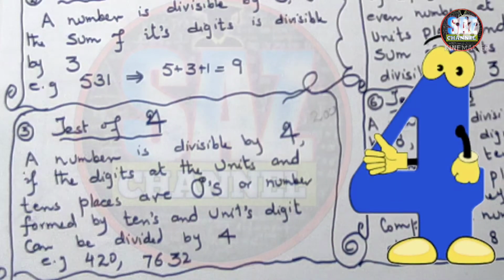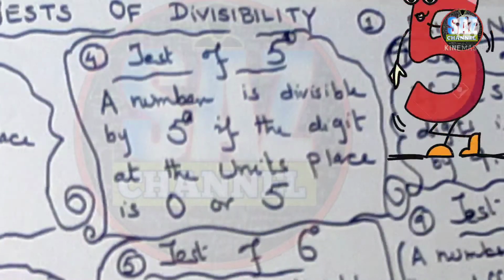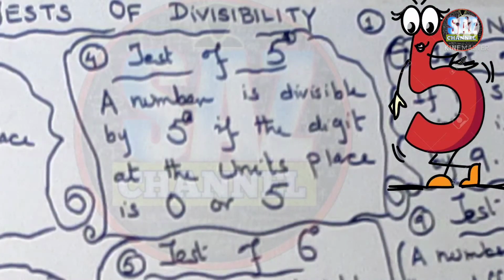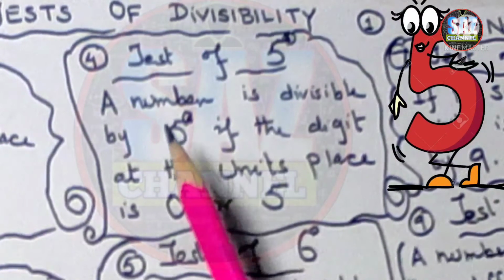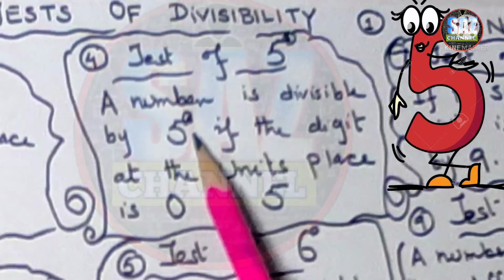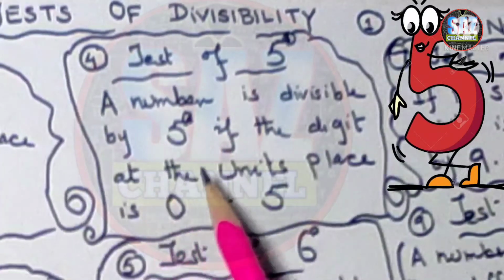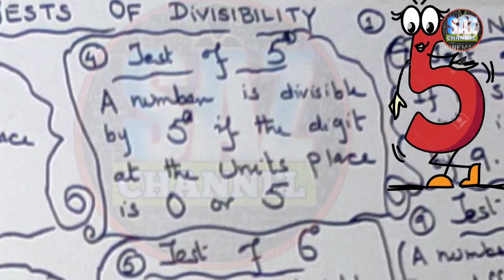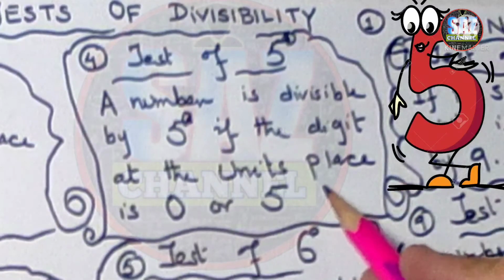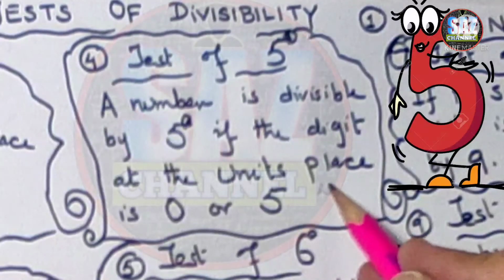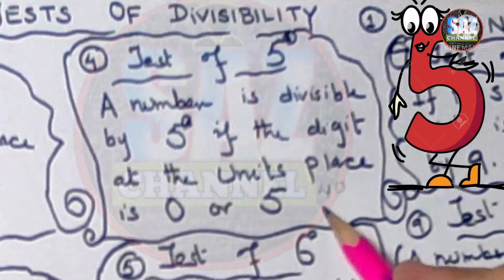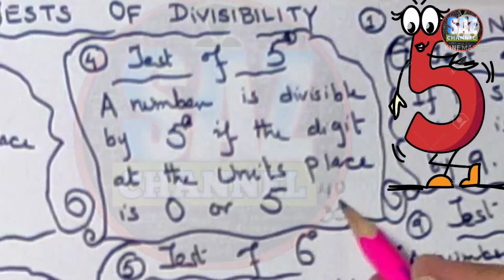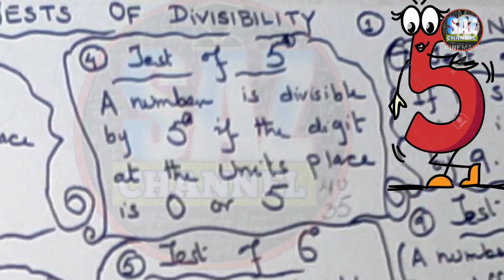Moving to the divisibility test of 5, what does that say? A number will be divisible by 5 if the digit at the unit place is 0 or 5. Very easy, students. You have to look at the number. If the digit at the unit place is 0 or 5, then that number will be divisible by 5.